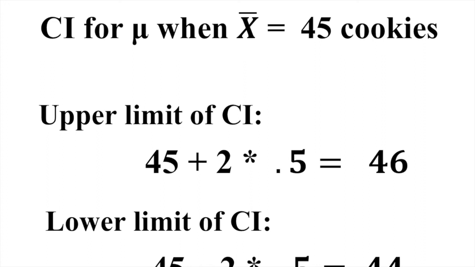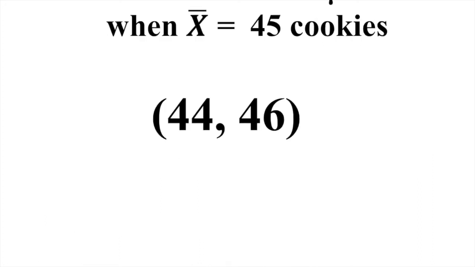And then when we do the math, we get our upper limit as being 46 and our lower limit as being 44. So this is how we would write our 95% confidence interval for mu when our mean number of cookies is 45: parentheses 44, 46.